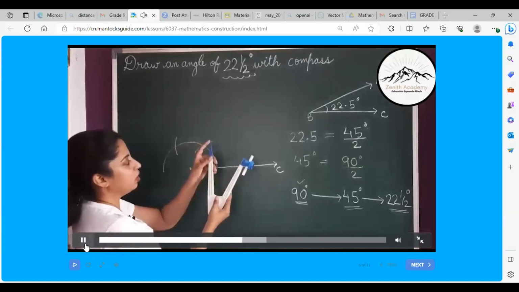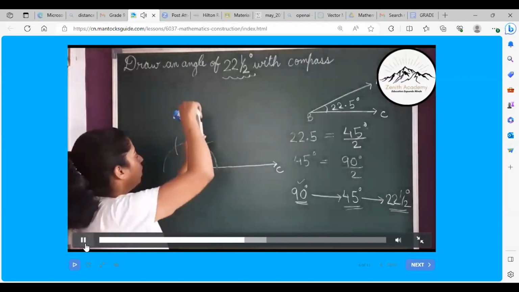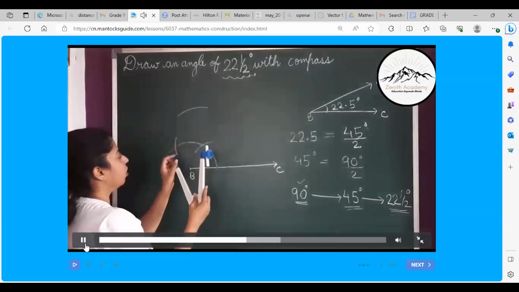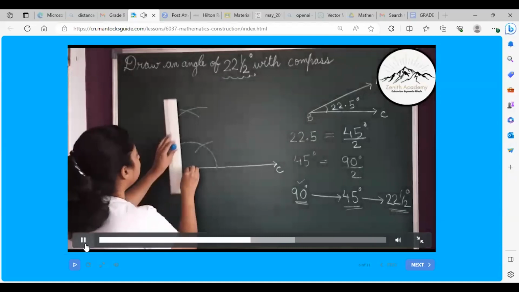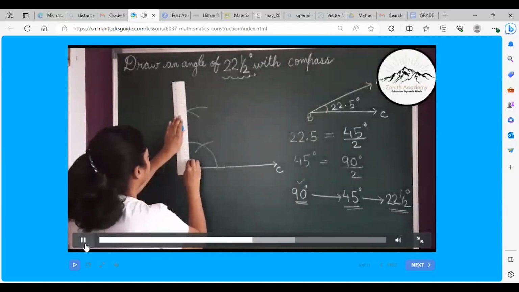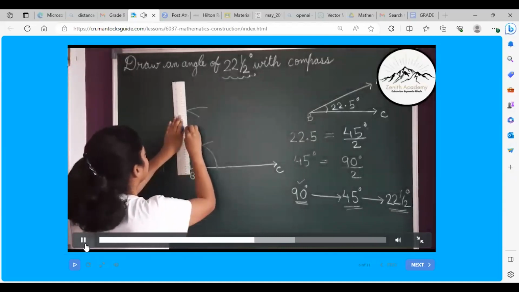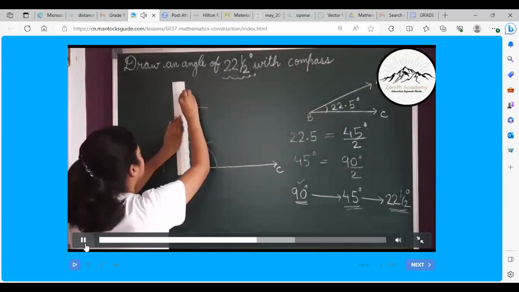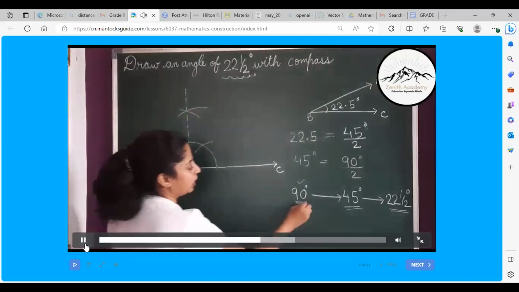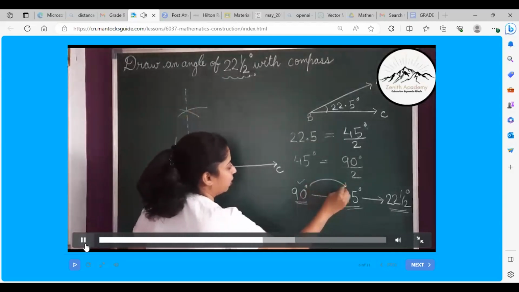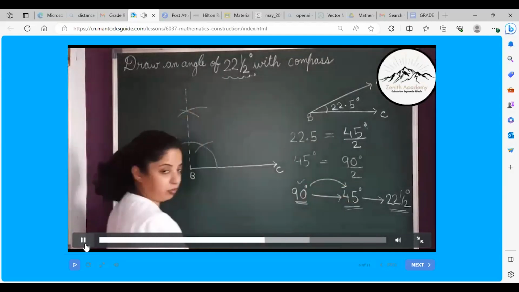Now we can stretch it. Keep the pointer at this point. Make a cut. Now keep the pointer at this point and make a cut. Now we will join B and this point where the arcs have intersected. Now this is 90 degree, correct? But we don't want 90. Okay, we'll move ahead. Now we want 45 out of this 90.